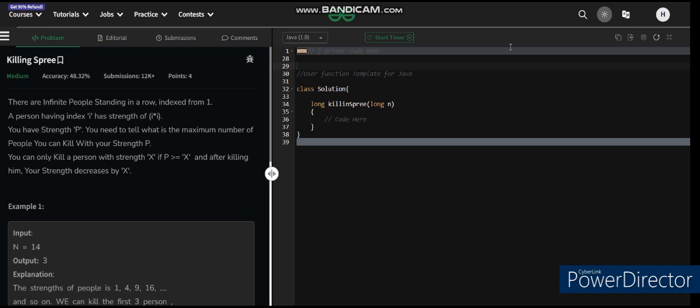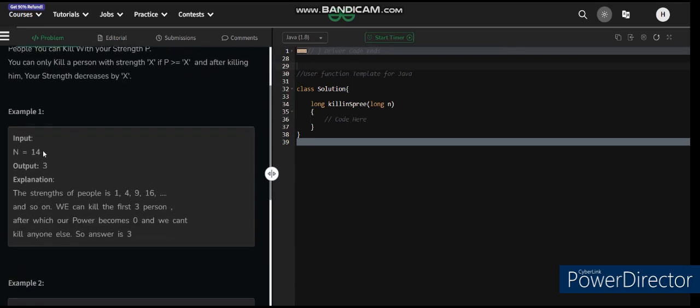The problem states that there are infinite people standing in a row, indexed from 1. A person having index I has strength of I cross I. You have strength P. You need to tell the maximum number of people you can kill with your strength P. You can kill a person with strength X if P is greater than or equal to X, and after killing him, your strength decreases by X. Okay, so let's understand the first example.